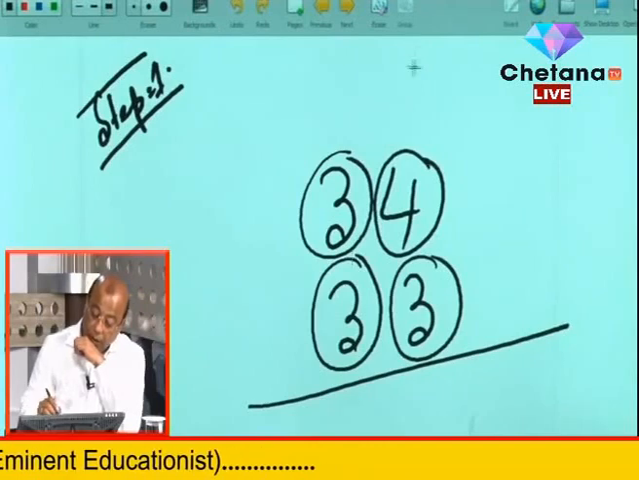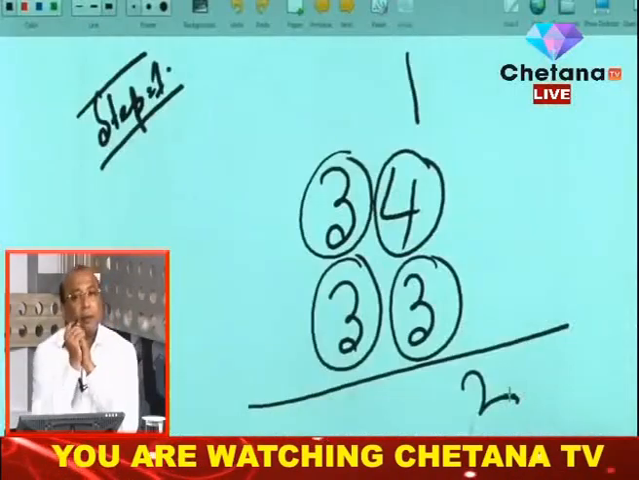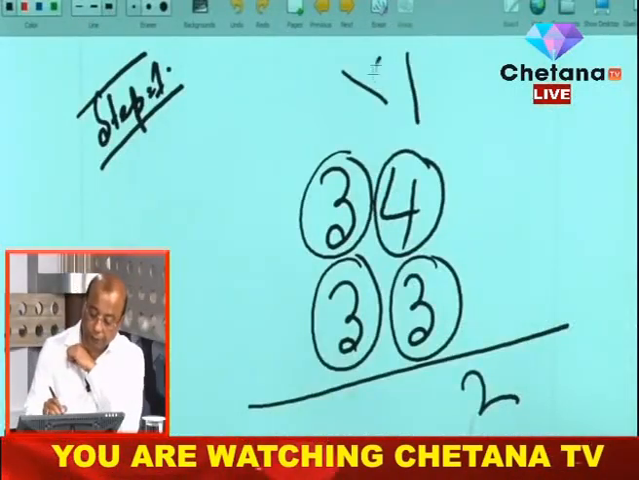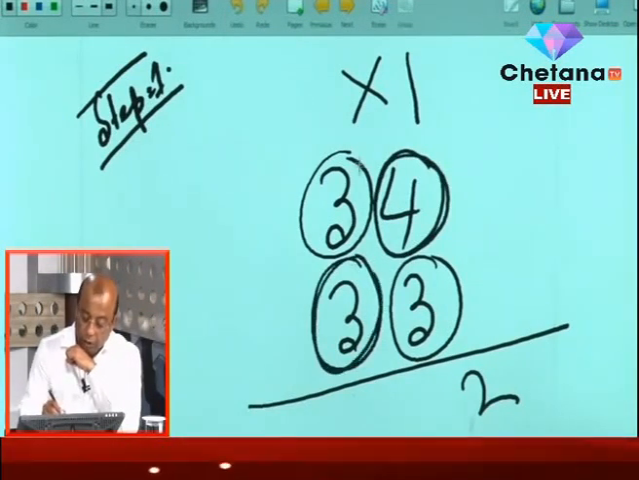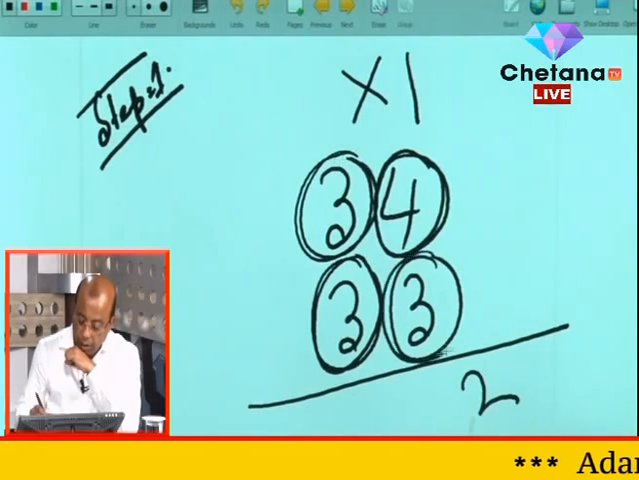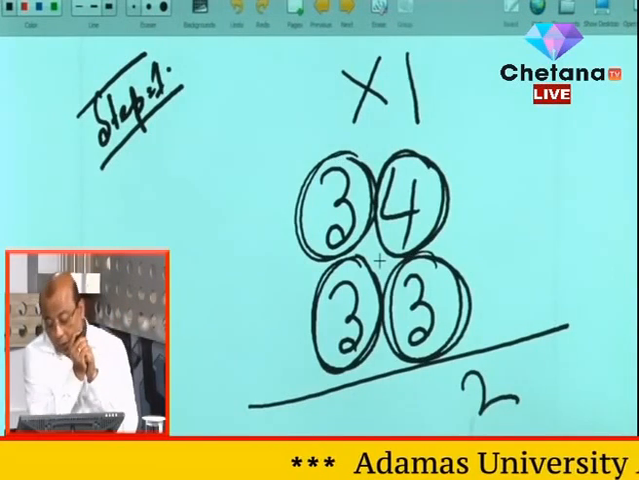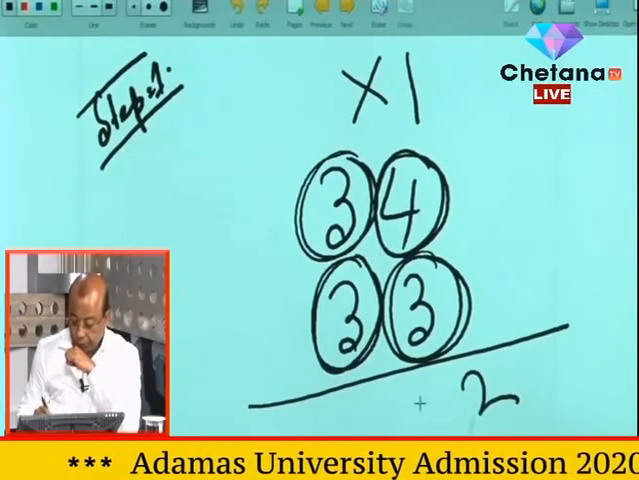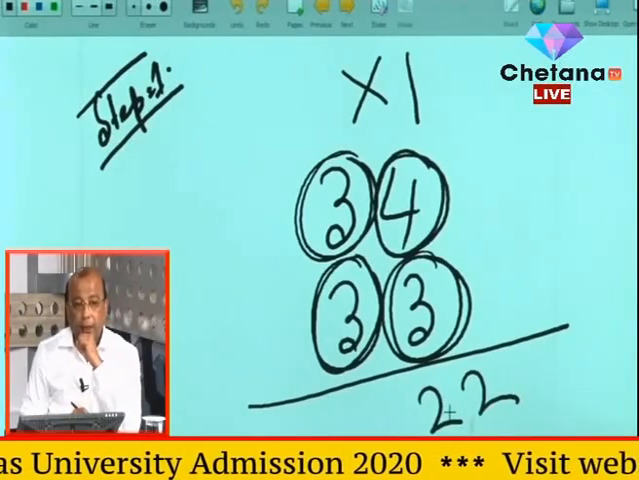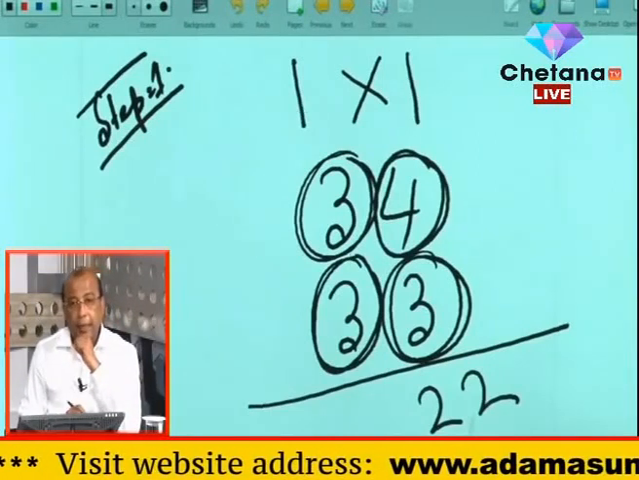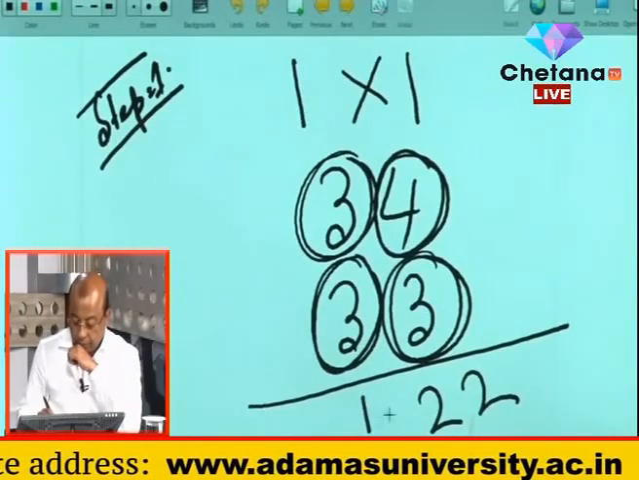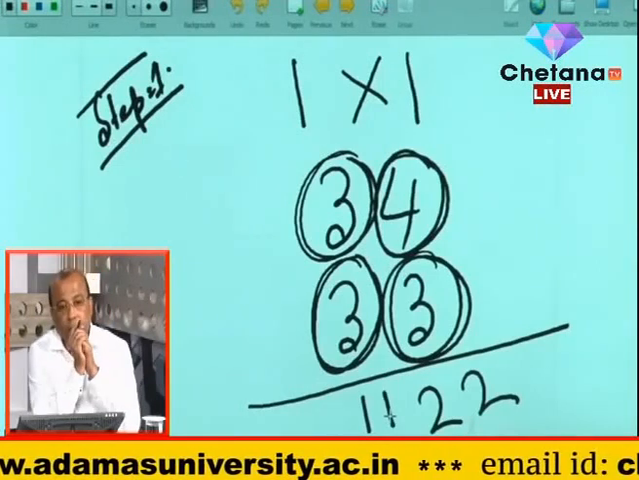Yes, we'll consider the first column, that is straight. 3 into 4, 12, 1 in hand. Next cross, 3 into 4, 12, 3 into 3, 9. 12 plus 9, 21, plus 1, 22. 2 in hand. Next straight, 3 into 3, 9 plus 2, 11. That's my answer. Okay.